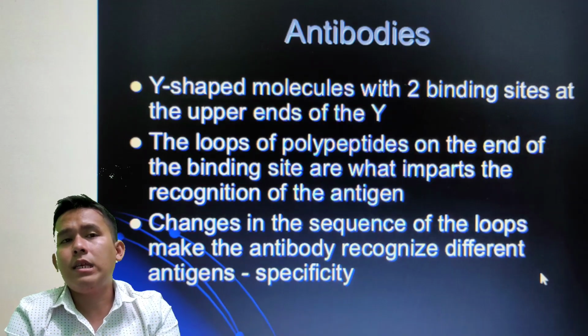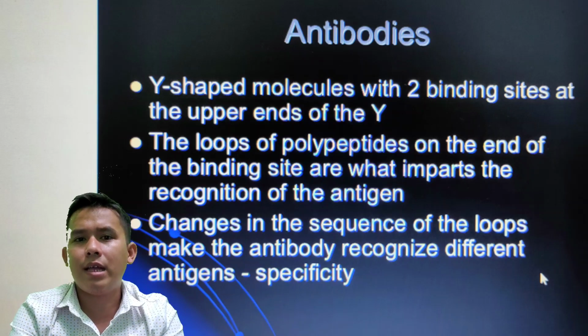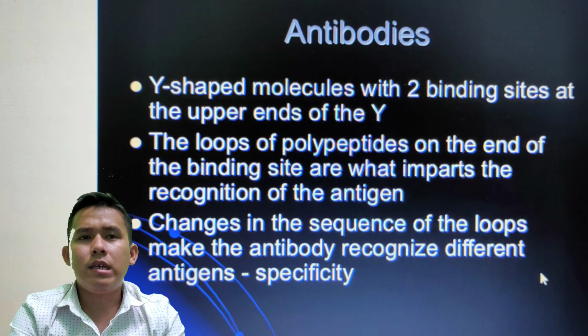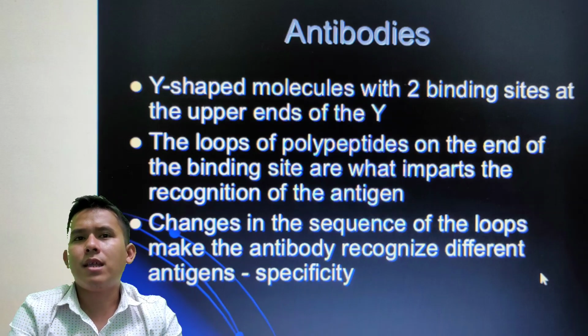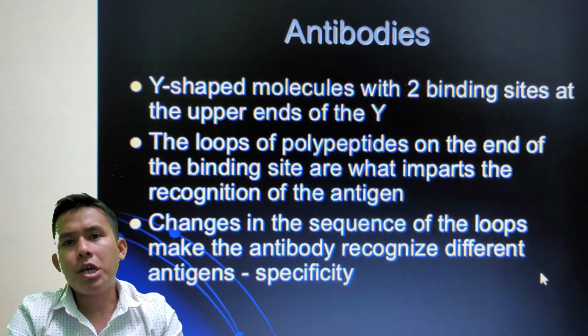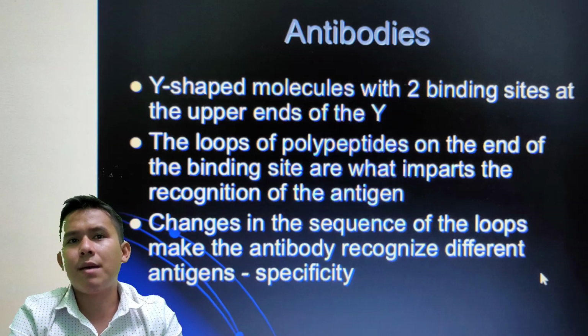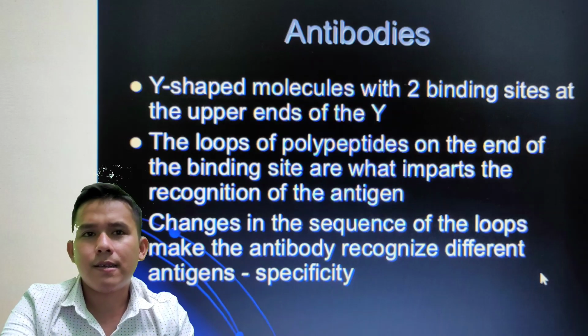Antibodies are Y-shaped molecules with two binding sites at the upper ends of the Y. The loops of polypeptides at the end of the binding site impart recognition of the antigen. Changes in the sequence of the loops make the antibody recognize different antigens.